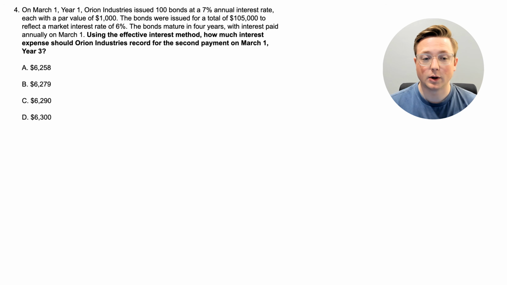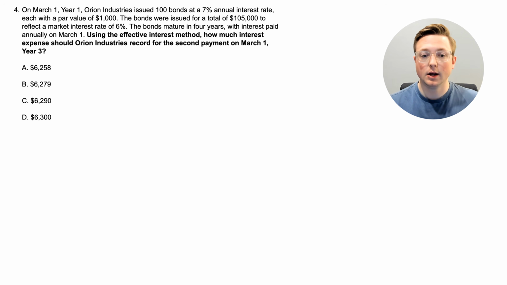All right, here we are at question 4. Using the effective interest method, how much interest expense should Orion Industries record for the second payment on March 1st, year 3? So let's go through this. On March 1st, year 1, Orion Industries issued 100 bonds at a 7% annual interest rate, each with a par value of $1,000. The bonds were issued for a total of $105,000 to reflect a market interest rate of 6%. The bonds mature in 4 years with interest paid annually on March 1st.